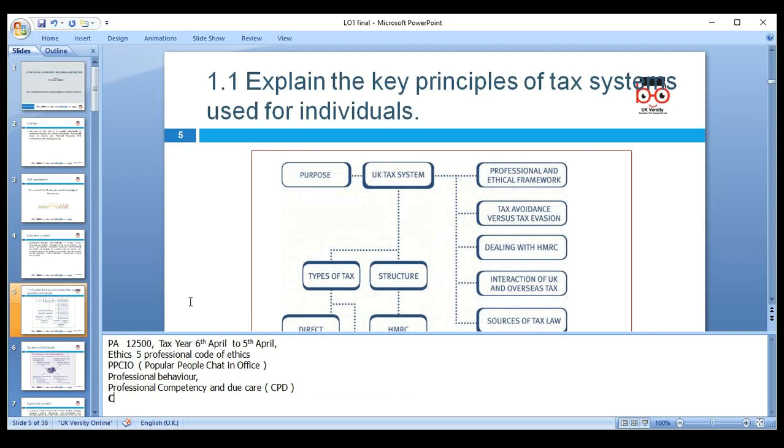So the third C is confidentiality. So what is confidentiality? Can an accountant share any information with anyone? No. Why not?